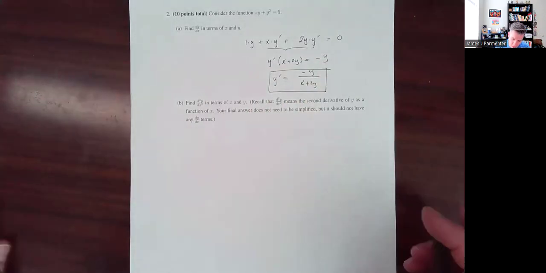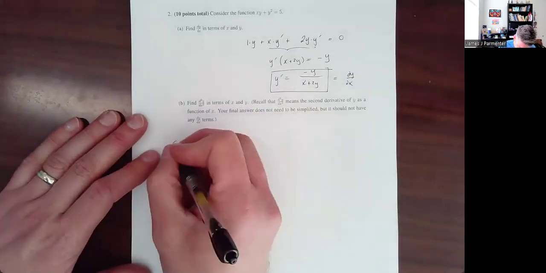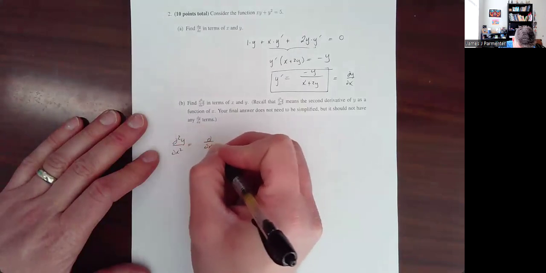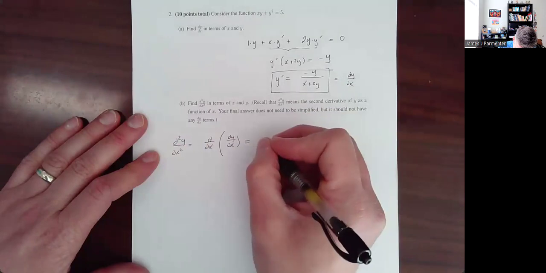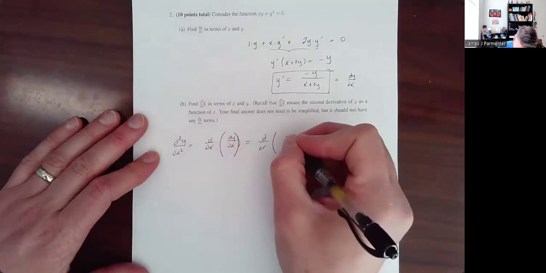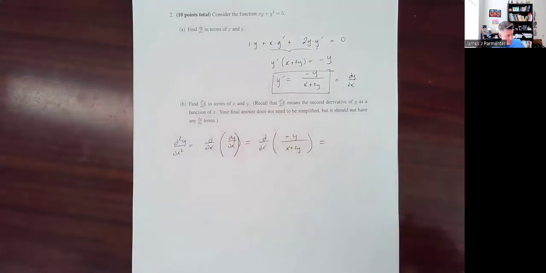Now define y double prime. You could write this as y prime or dy dx if you prefer. d squared y dx squared is the derivative of dy dx, which we just found. So that's going to be the derivative of, sorry, that's a terrible parentheses there, negative y over x plus 2y. We're going to have to use the quotient rule, and that's almost always the case when taking the second derivative implicitly.